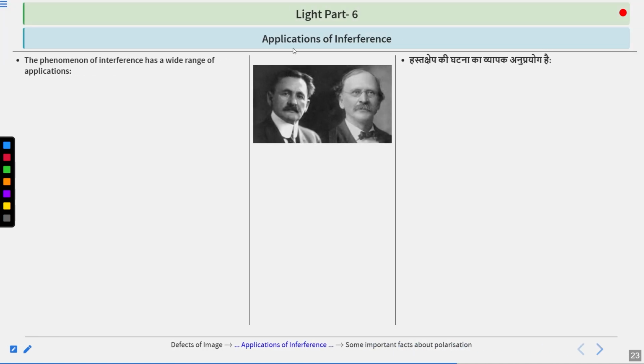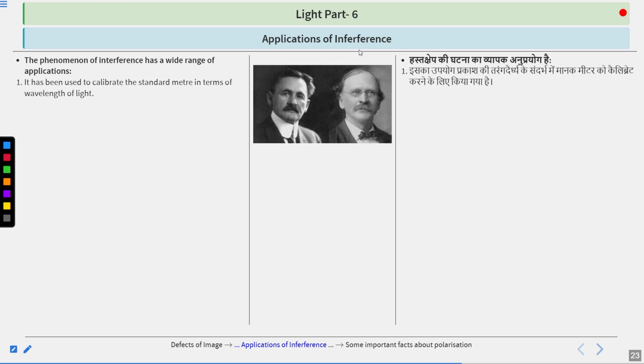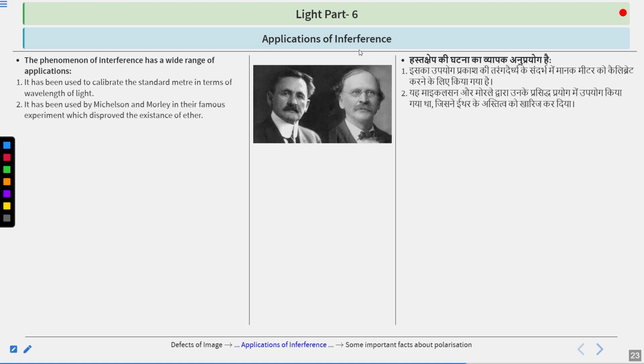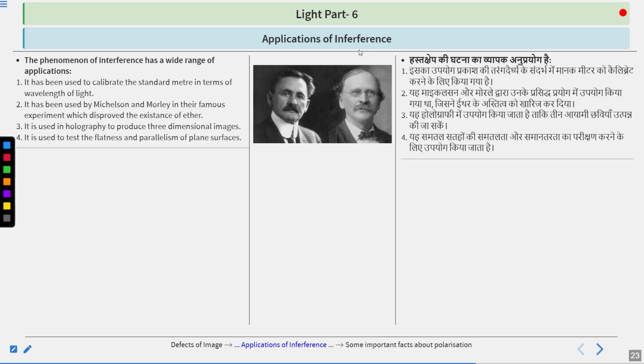Now, what are the applications of interference? The phenomenon of interference has a wide range of applications. It has been used to calibrate the standard meter in terms of wavelength of light. It was used by Michelson and Morley in their famous experiment which disproved the existence of ether. It is used in holography to produce three-dimensional images also. It is used to test the flatness and parallelism of plane surfaces.